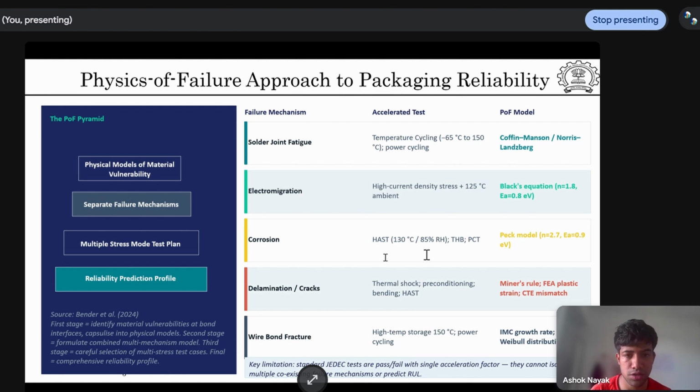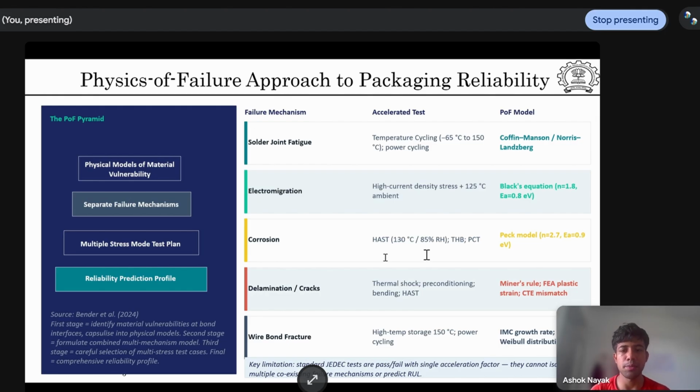The first one is solder joint fatigue, the most common BGA failure. It is normally modeled by Coffin-Manson and Norris-Landzberg extension, accelerated by temperature cycling between -65 and +150 degrees Celsius. The second most dominant failure mechanism is electromigration, which mainly takes place in high current interconnects, which follows Black's equation.